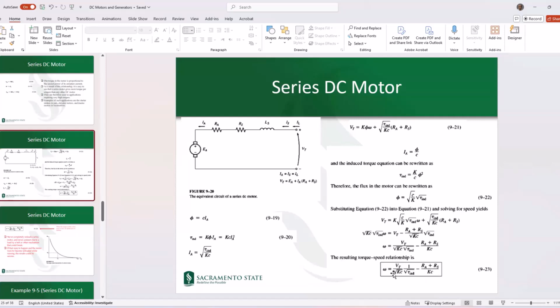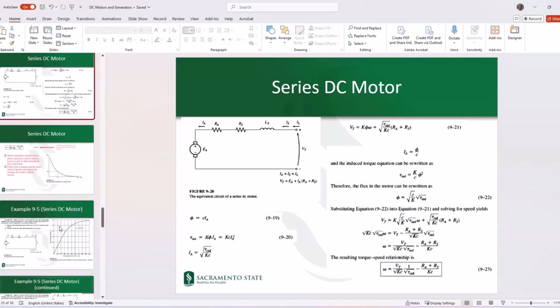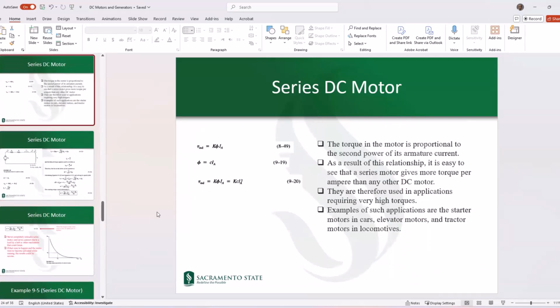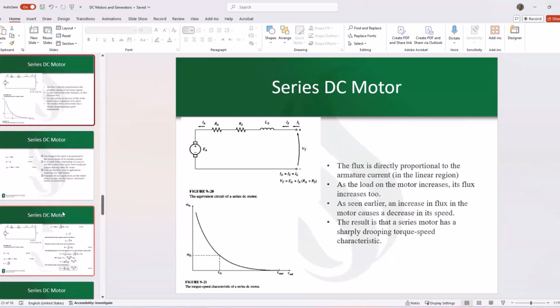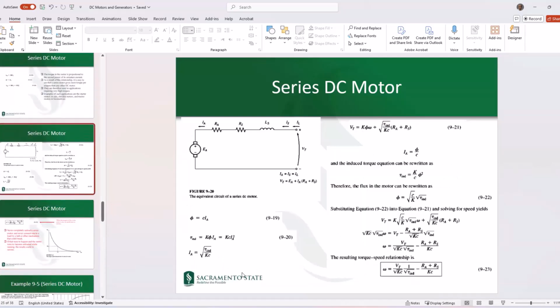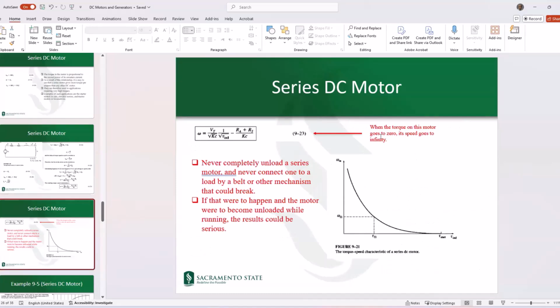In here, assuming that Vt, Kc, RA, RS are all constants, you can see basically the relationship between omega and tau based on this equation 9.23, which if you plot it, you would get something like this. Through this equation, you can see that if omega is reduced, this means that tau should be very high. So that's one thing that we can conclude from this equation. When the torque on this motor goes to zero, its speed goes to infinity. That's another interpretation of equation 9.23.